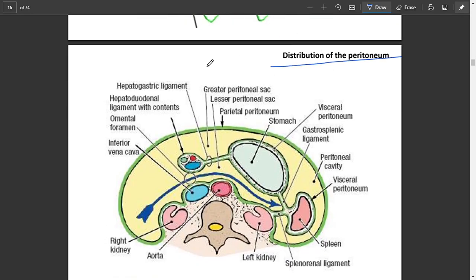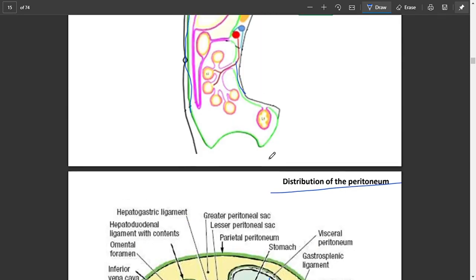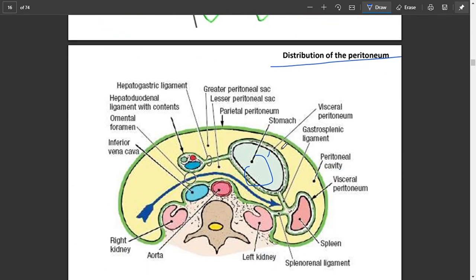Distribution of the peritoneum. So peritoneum is divided into different parts. I'm going to teach you the parts. This is the stomach. Here it's visceral peritoneum, and here it is parietal peritoneum. Here is the parietal peritoneum present. This is the parietal peritoneum. This is the visceral peritoneum. And again, this is the visceral peritoneum around the spleen, and this is the parietal peritoneum around the spleen.